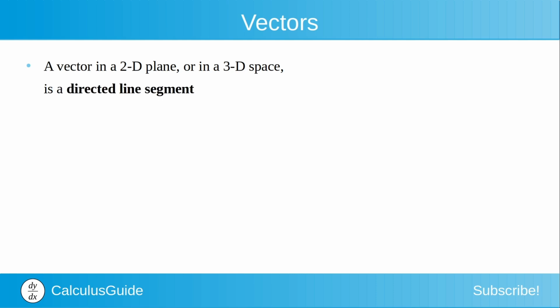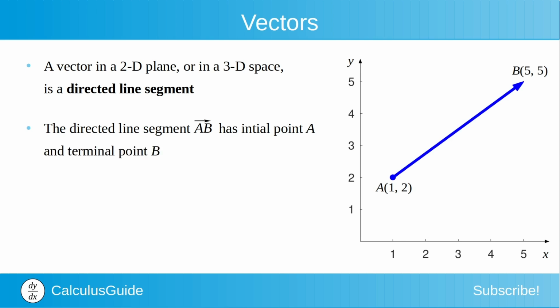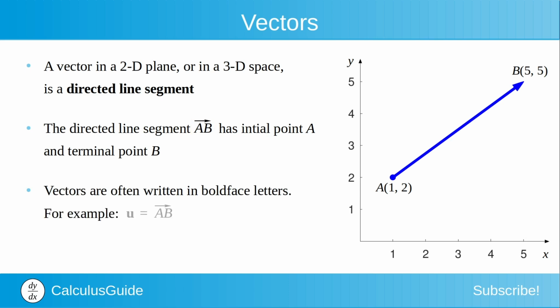A vector in a two-dimensional plane or in a three-dimensional space is a directed line segment. The directed line segment AB, now shown to the right, has initial point A and terminal point B. The notation for a directed line segment from A to B consists of the letters AB with a small arrow above the letters. Vectors are often written in bold-faced letters. For example, the vector u is equal to AB.